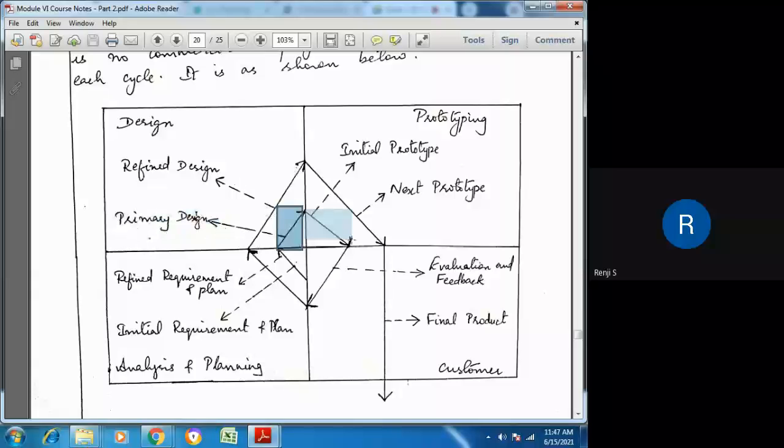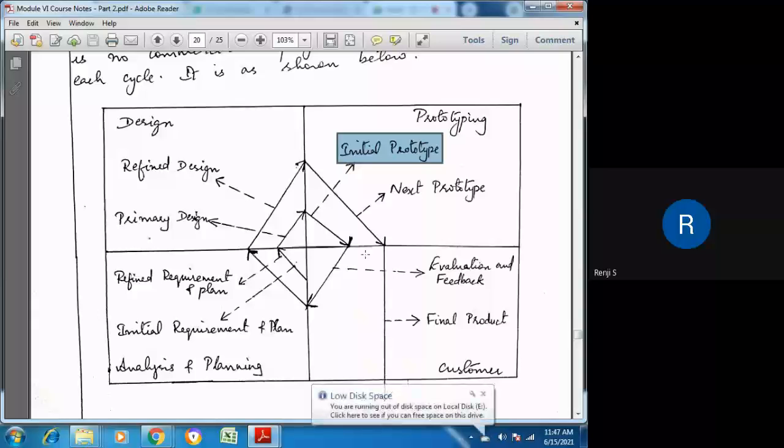Then the third phase goes to the prototyping phase. And here this arrow focuses on building an initial prototype. An initial prototype is a dummy system product which has the minimum functionalities built into the system. It is not a deployable product. It is just for testing purposes.